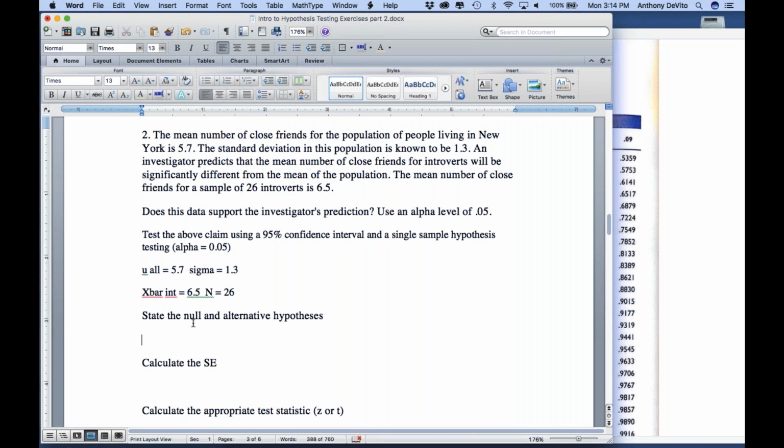My null hypothesis is that there's no difference between the two. In other words, that mu for the entire population is equal to mu for these introverts. And my alternative hypothesis is mu for the entire population is not equal to the mean for all introverts. Now, I don't know what mu is for introverts. I know what mu is for the entire population.